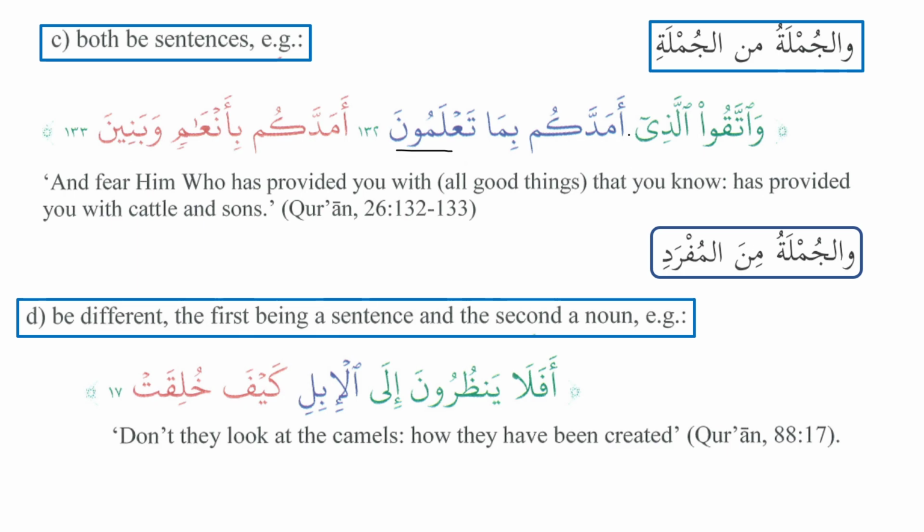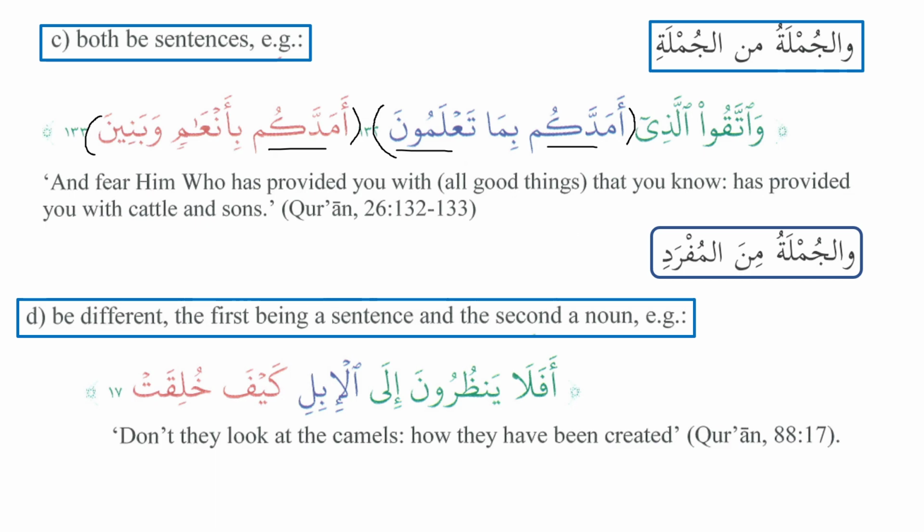So here we have a complete sentence. أمدكم, it's a complete sentence. بما تعلمون, and then we have أمدكم بأنعام وبنين. So here we have badal of a sentence from a sentence. So both of them are sentences. What kind of sentences are those? Jumlatul ismiya. Ismi, excellent, because they start with a noun, and this also starts with a noun.